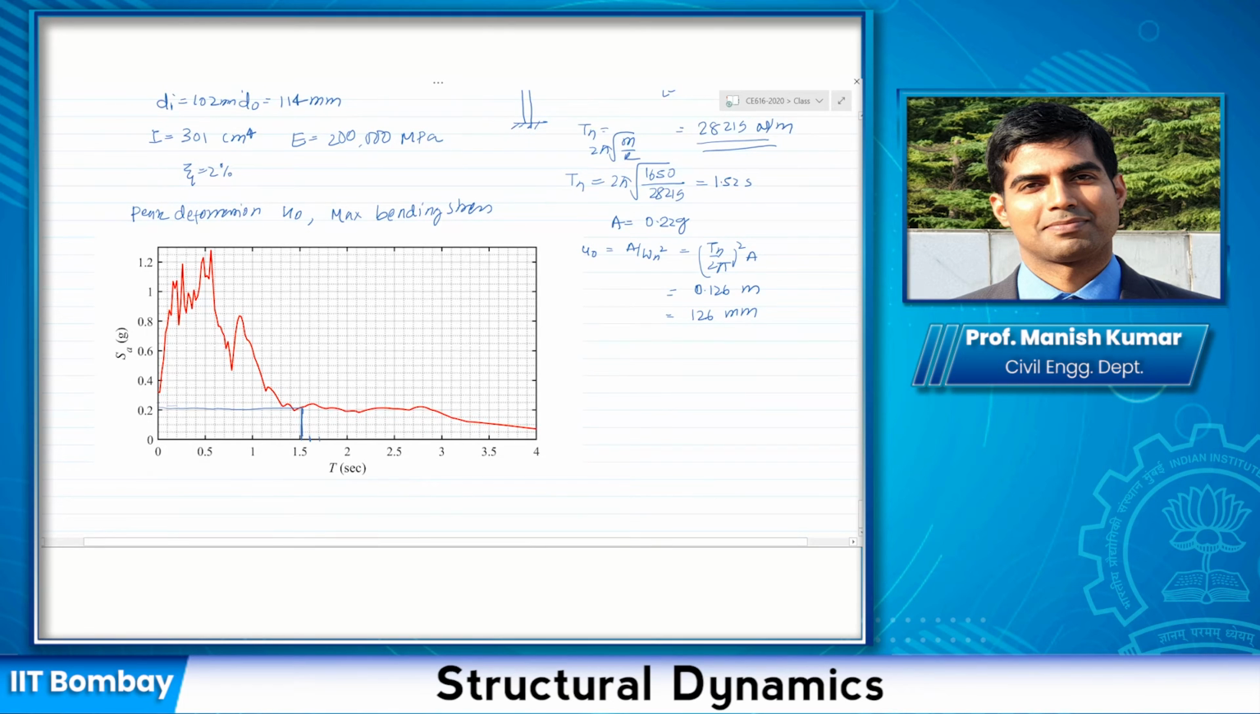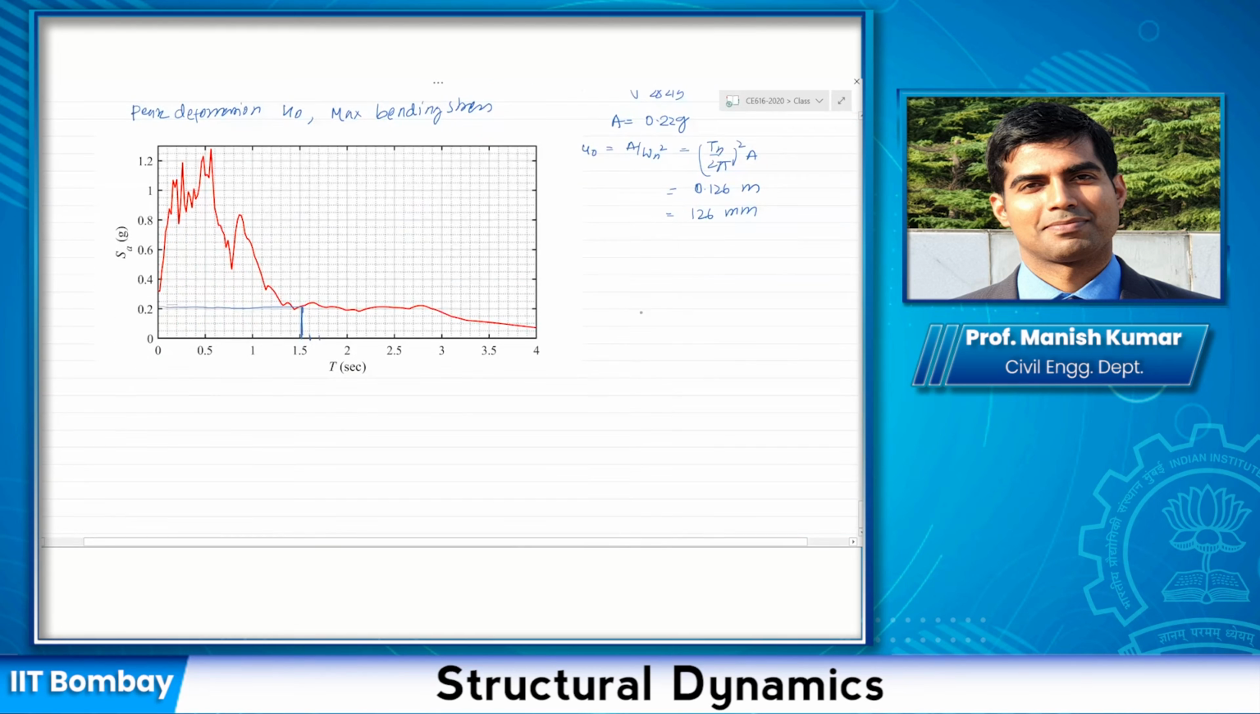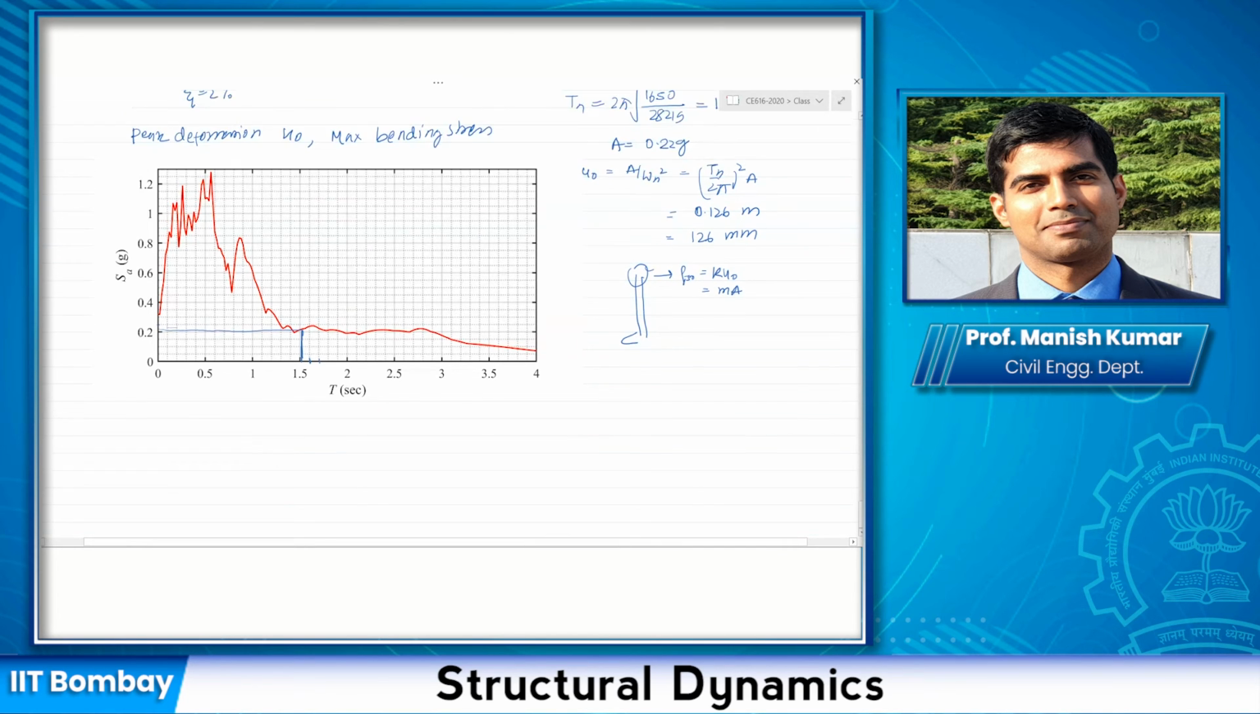Given the structural properties and given the response spectra for a particular ground motion, I have now found out the peak deformation in the system. Once I know the peak deformation, I can say that this structure is basically undergoing this deformation, which is equal to u naught. So how would I do the analysis? I'm just going to apply equivalent static force, which I can calculate either as k times u naught, or as m times acceleration. You'll see that both of these would give you the same value.